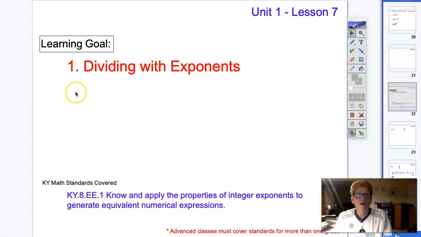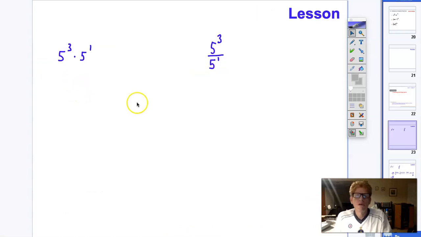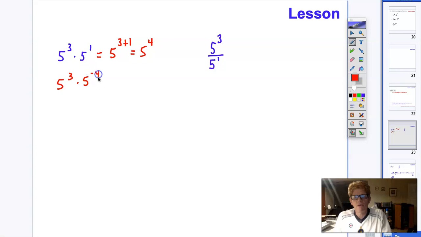In Lesson 7, our final unit in this lesson, we're going to talk about dividing with exponents. So remember, when we talked about multiplying exponents with the same base, what we did was simply add their exponents. So 5 to the third times 5 to the first would be 5 to the third plus 1, or 5 to the fourth. And if we had something like 5 to the third times 5 to the negative fourth, we'd do the same thing. 5 to the 3 plus negative 4, which would give us 5 to the negative 1.